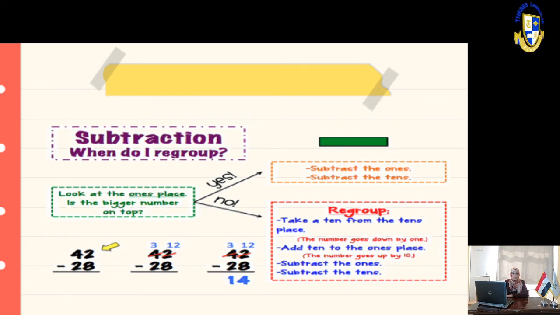Now for the tens, instead of the 3, it's 2. 2 minus 1 equals 1. The hundreds, we didn't do anything for the hundreds, still 3 minus 1 equals 2, so your answer is 216.